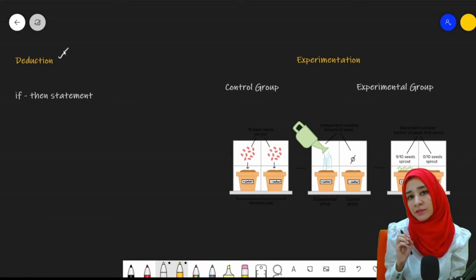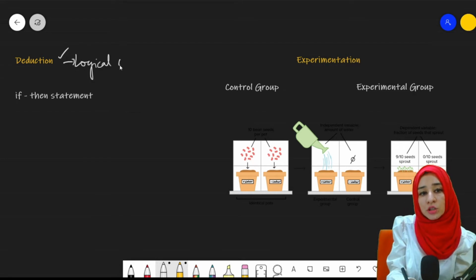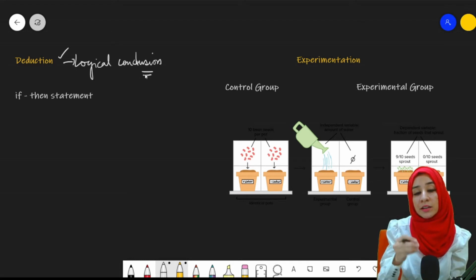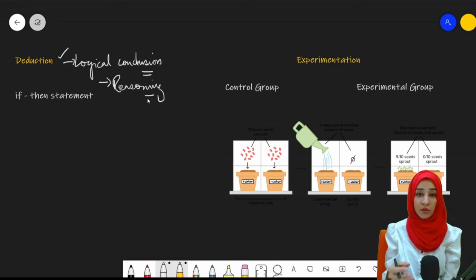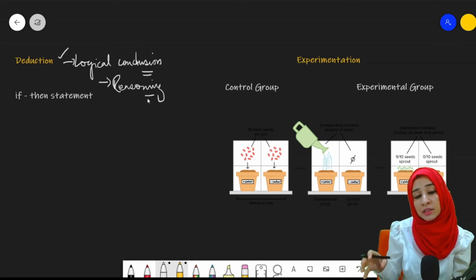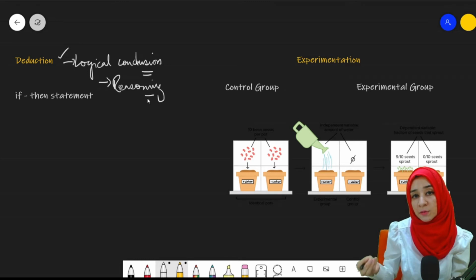What is a deduction? It is the logical conclusion of a hypothesis. Logical conclusion of a hypothesis. Now, in this step, reasoning is going to come. We are going to deal with reasoning. We are going to provide a reason for any statement that we are giving. So on the basis of the hypothesis, which was made based on the observation, we are going to deduce a reasonable explanation.